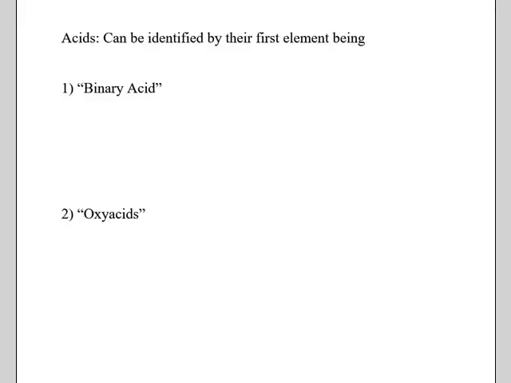Another class of chemicals that we're going to name are acids. Acids are fairly easy to identify because the first element in the formula is hydrogen. And acids are broken down into either binary or oxyacids. A binary acid has just two elements, and we know that one of them is hydrogen, so it's going to be hydrogen written first and then one other element next.